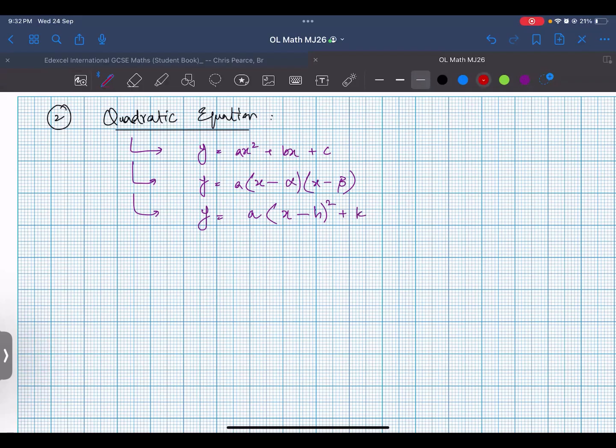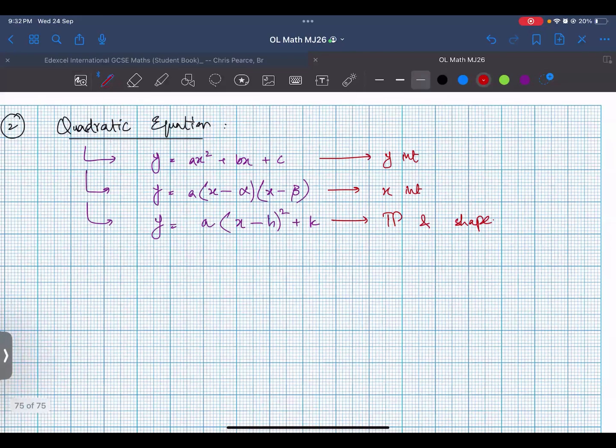So the first can help you get the y-intercept, the second can help you get the x-intercept, and the third can help you get the turning point and the shape. Sir, how? How do we find the x-intercept? For the x-intercept, your y would be 0, and you would equate each of the brackets with 0. You will get two values of x. The turning point is h comma k. I will show you too. And for the shape, if your value of a is positive, I told you it would be a smiley face. And if your value of a is negative, the graph would be a sad face.